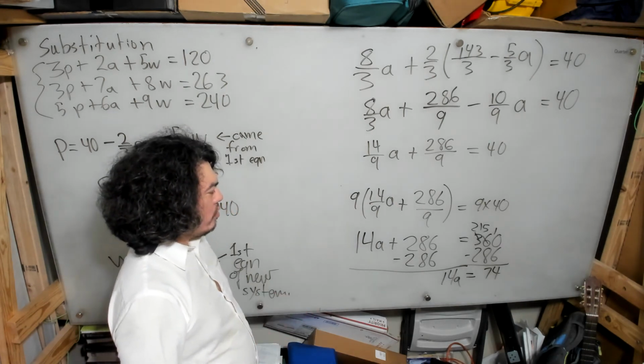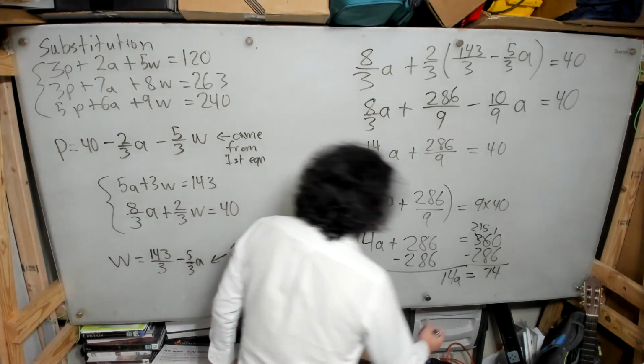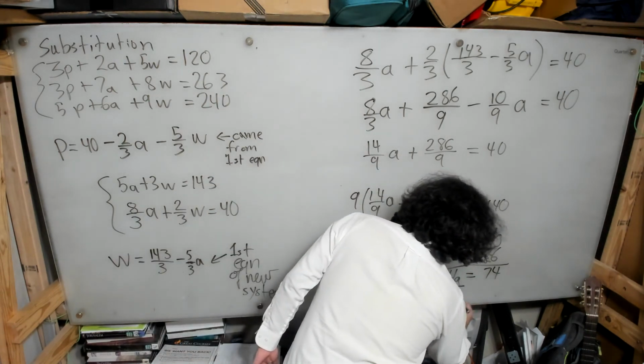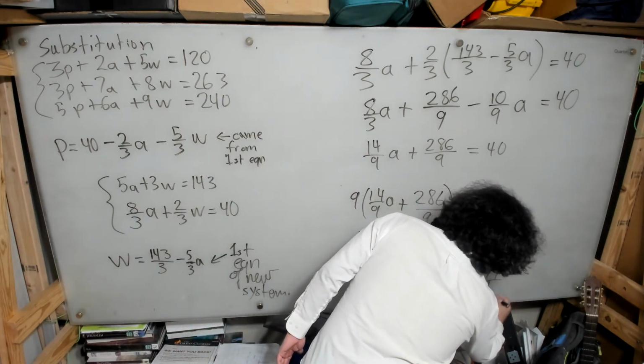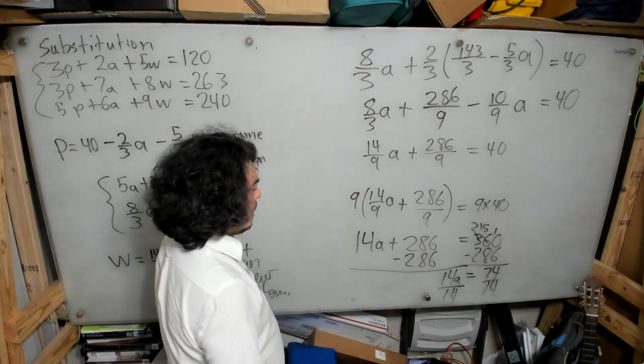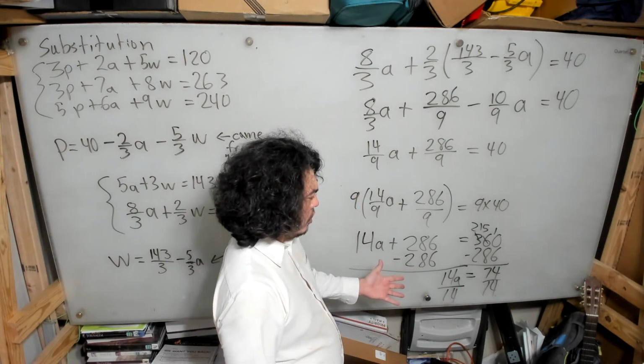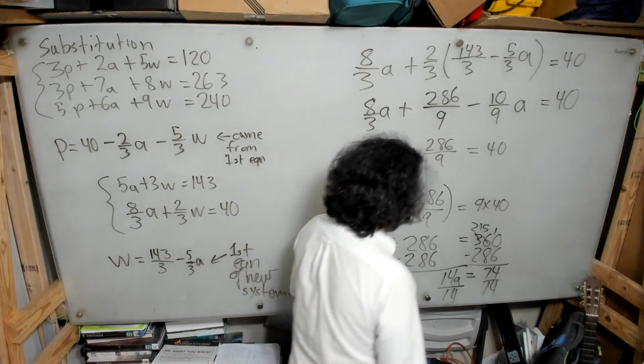Now, what I need to do is divide both sides by 14 to get the a by itself. Okay? And so here, if you perform this division, you will see that it's 5 and 4 over 14.